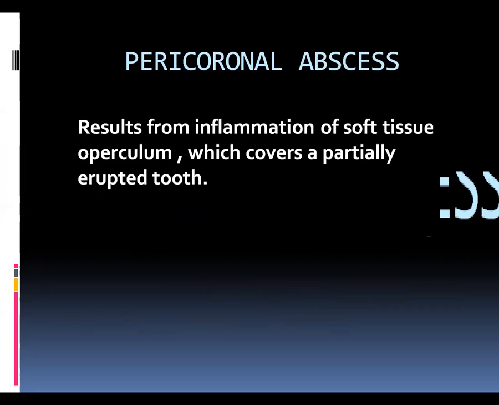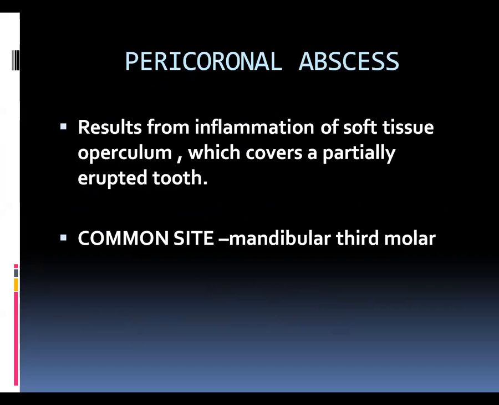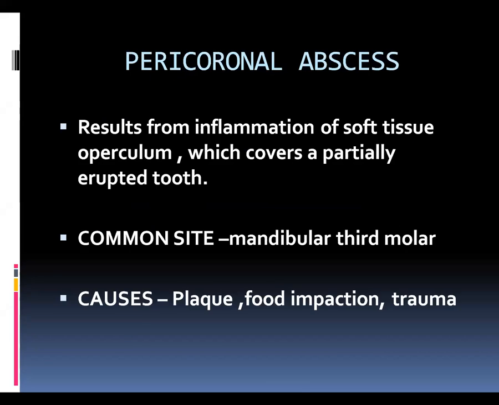Pericoronal abscess results from the inflammation of a soft tissue operculum which covers a partially erupted tooth. The common site for the pericoronal abscess is the mandibular third molar region. The causes are plaque, food impaction, and trauma.